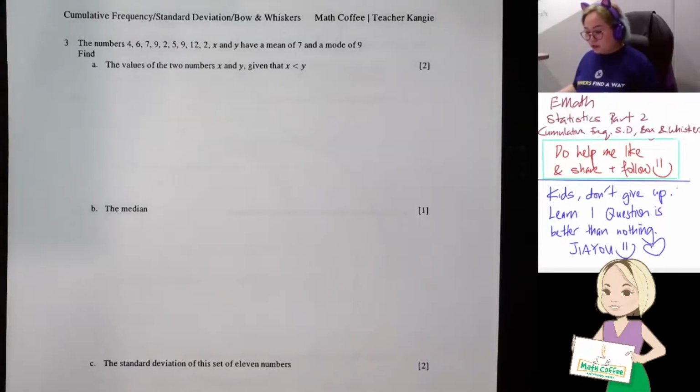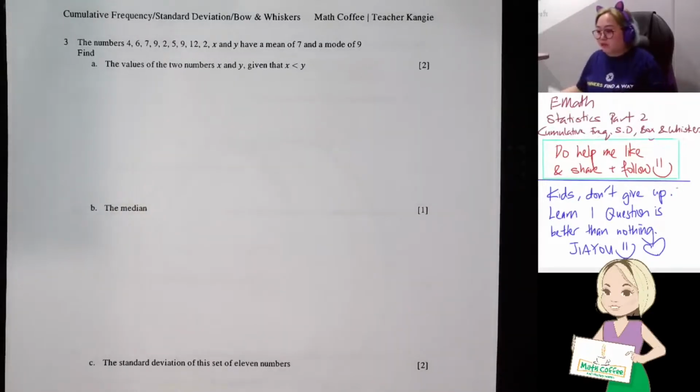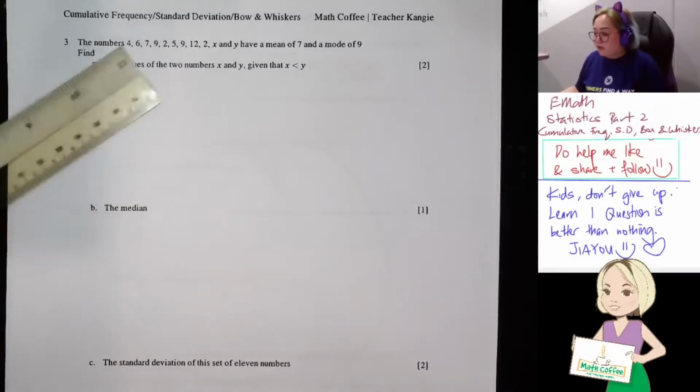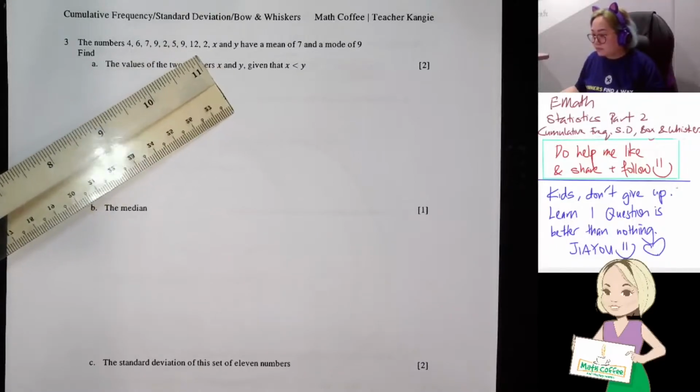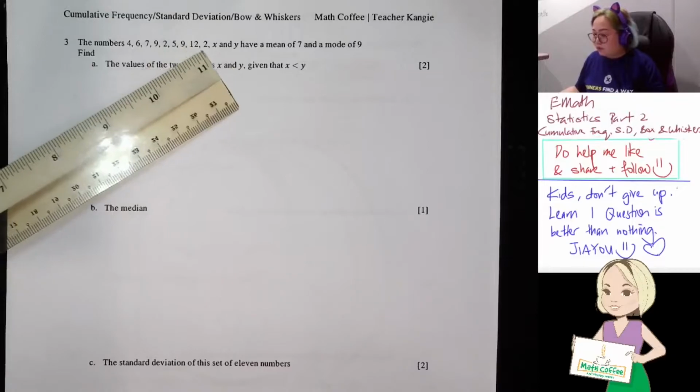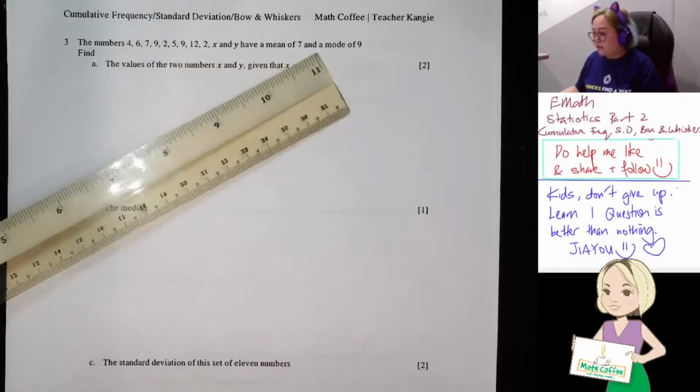Okay, let's take a look at this question 3. This question 3 tricky, very tricky. Okay, the numbers 4, 6, 7, 9, 2, 5, 9, 12, 2, x and y have a mean of 7 and a mode.